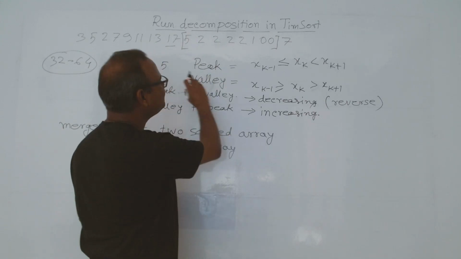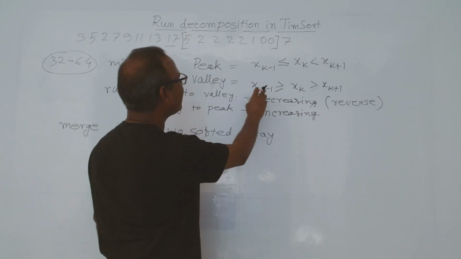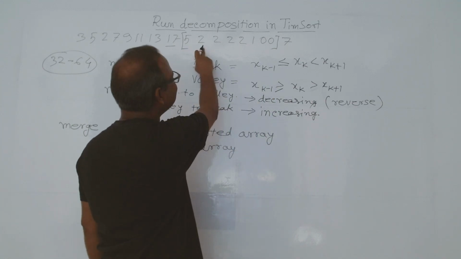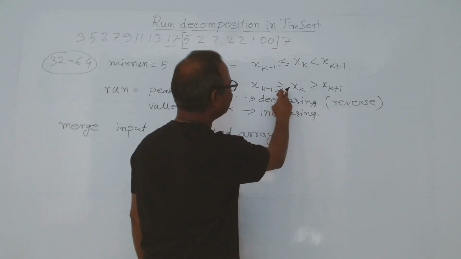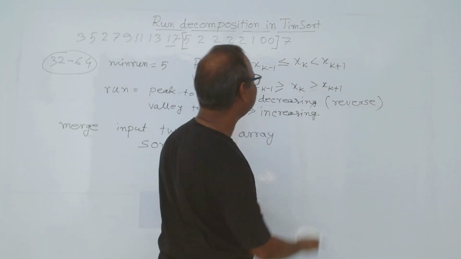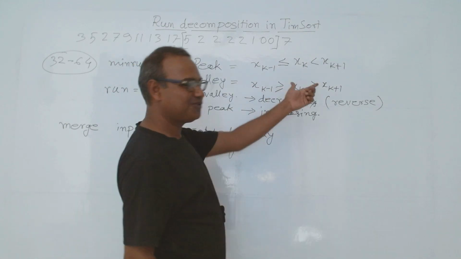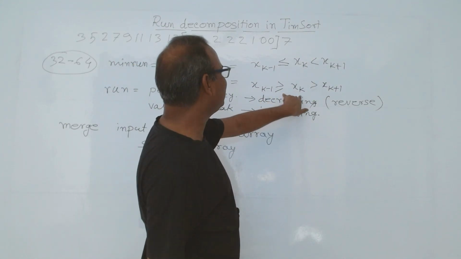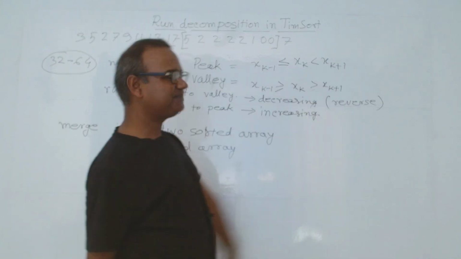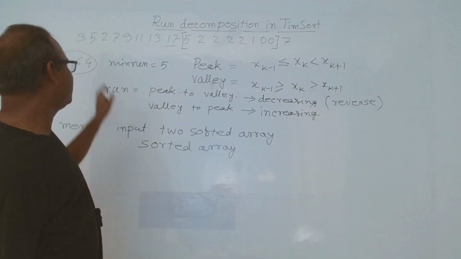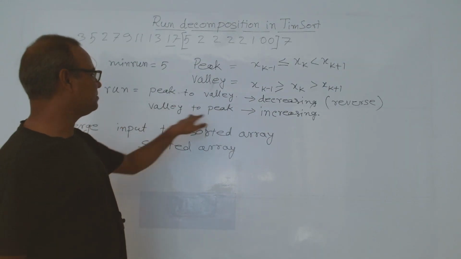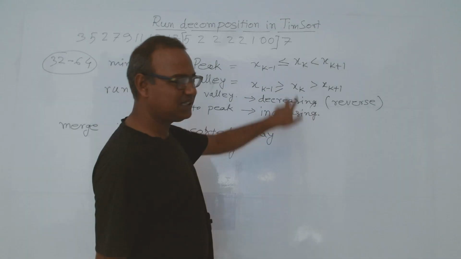What to do? You can check where to put it. I think this will work. The definition of valley will be this. Now, once we have peak and valley, and valley and peak, we have an increasing sequence and a decreasing sequence.